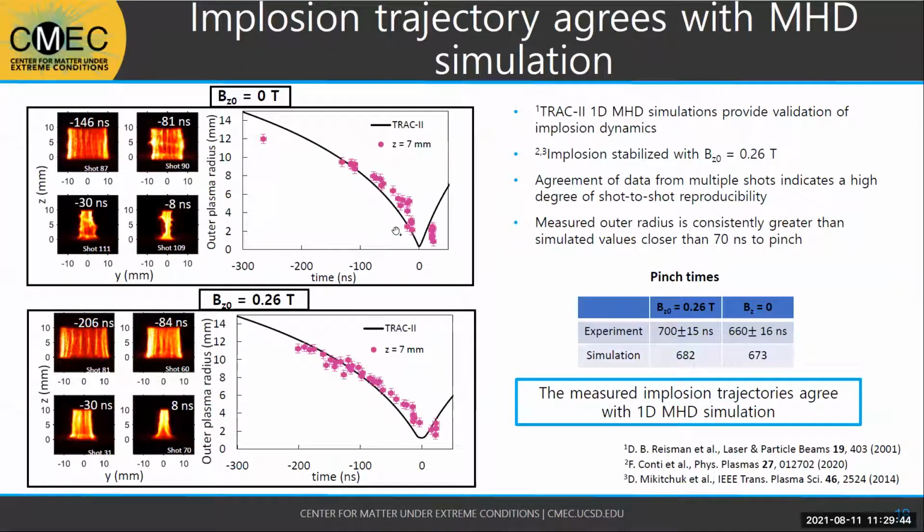One important discrepancy I should point out is that, getting closer to stagnation time, there is a consistent difference between the measurements and simulation. That's going to be important when we talk about the magnetic field distributions, because the effect is more obvious when you look there.